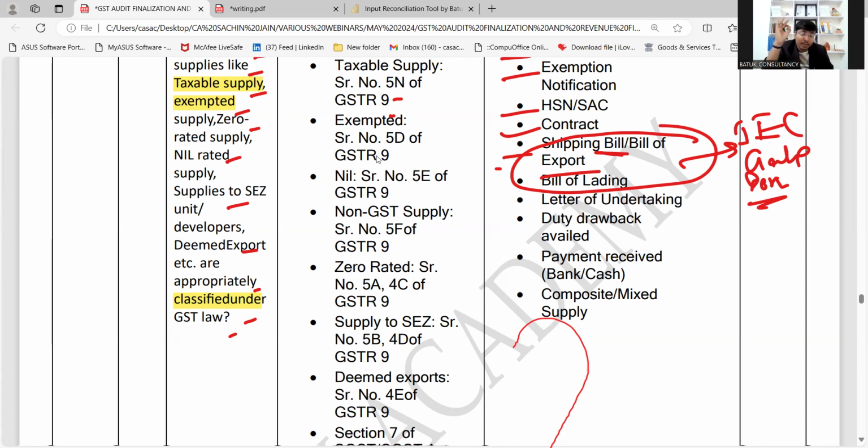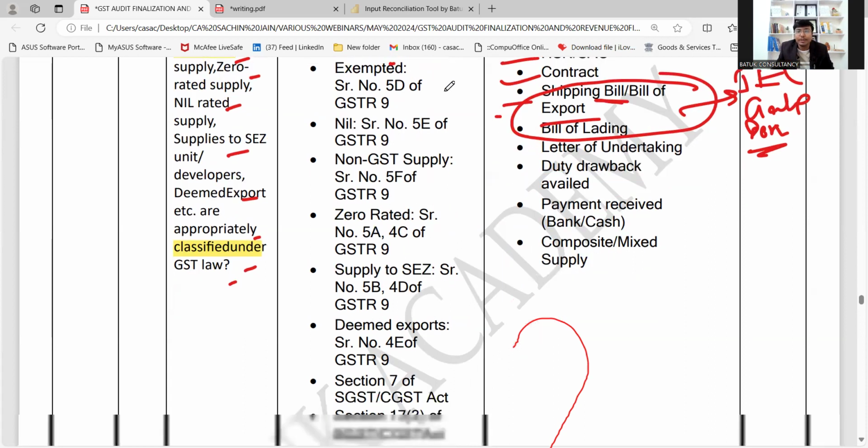ओके, और इन केस ऑफ एक्सपोर्ट हमने कल भी डिस्कस किया था. In case of export, you also need to verify that the proceeds are received in foreign exchange, okay, within the relevant time. अगर वो फॉरेक्स के अंदर अमाउंट नहीं आया है, in that case there is a significant indication.